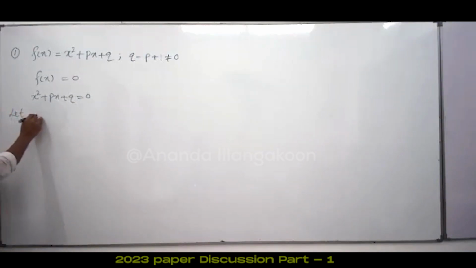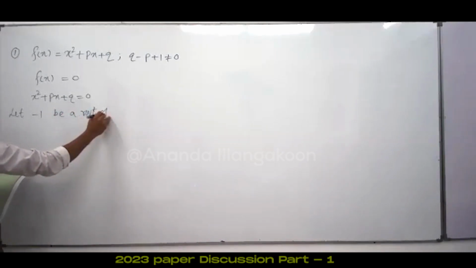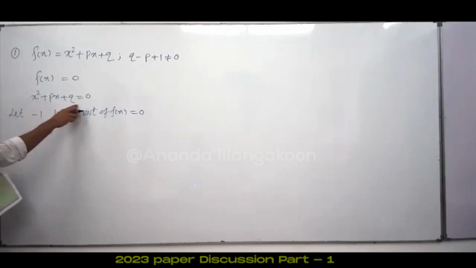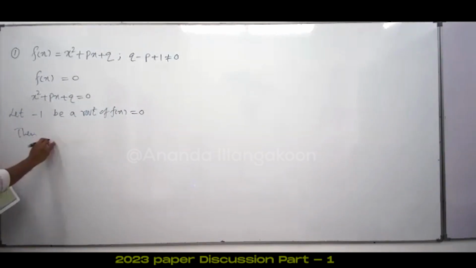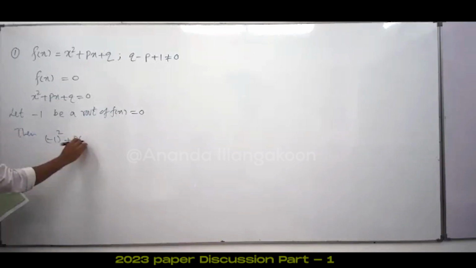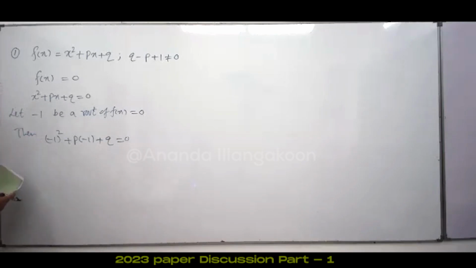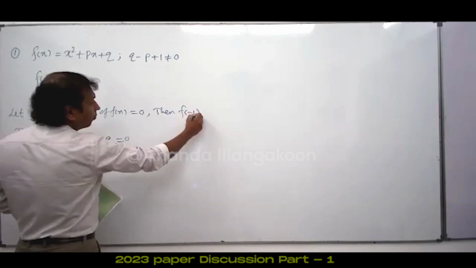Let -1 be a root of f(x) equals 0. If -1 is a root of f(x) equals 0, then -1 should satisfy this equation. Then you can write (-1) squared plus p times (-1) plus q equals 0. Right? Let -1 be a root of f(x) equals 0, then f(-1) should be 0, no?